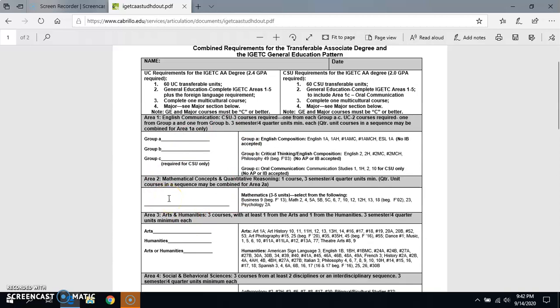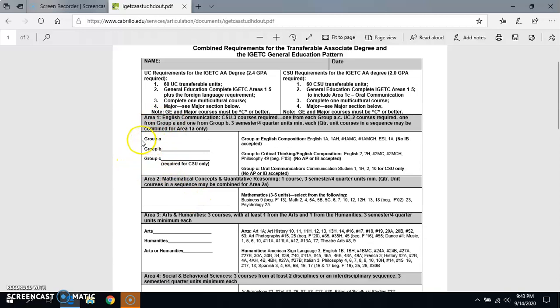But that's where a counselor can come in and give you an idea if IGETC is right for you or not. Also, keep in mind that some UCs have their specific requirements from their campus and they don't necessarily recognize IGETC. That's why it's always important to work with a counselor. So let's start off with Area 1.